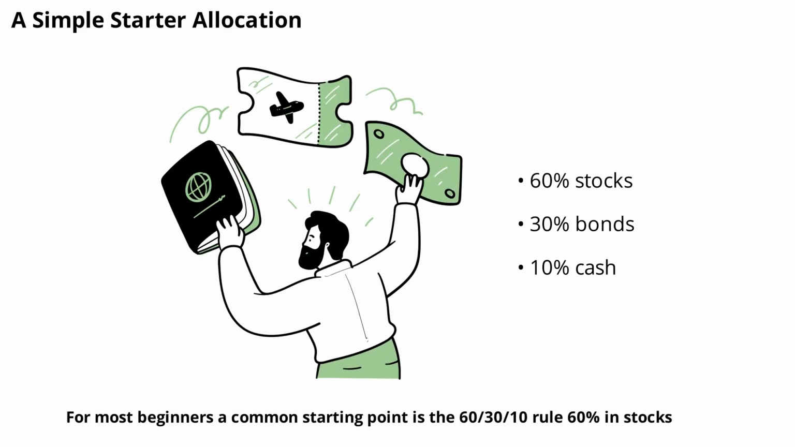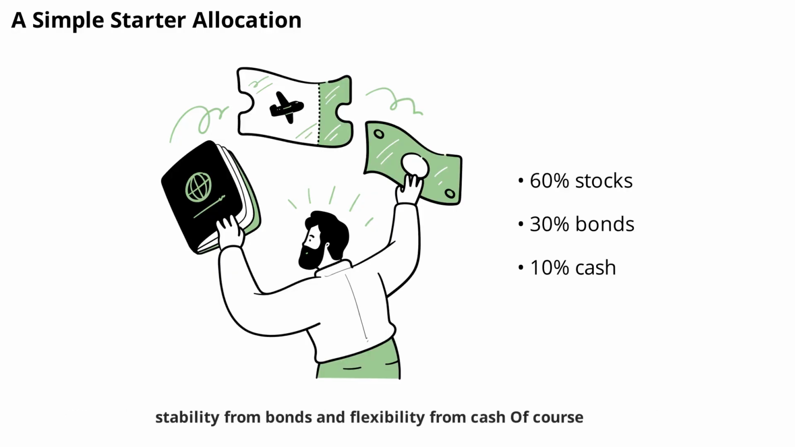For most beginners, a common starting point is the 60-30-10 rule: 60% in stocks, 30% in bonds, and 10% in cash. This mix gives you growth potential from stocks, stability from bonds, and flexibility from cash. Of course, this is just a guideline. Your ideal allocation depends on your age, goals, and risk tolerance. If you're younger and have a long time before you need the money, you might lean more towards stocks. If you're closer to needing your funds, you might prefer more bonds and cash.